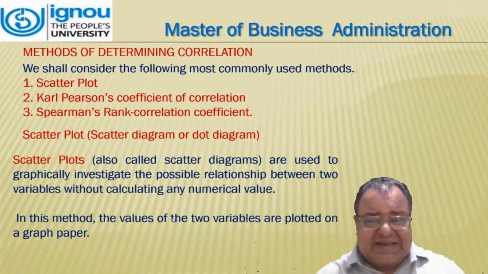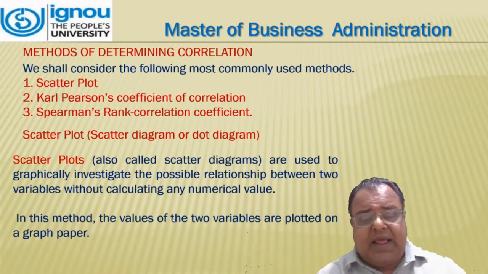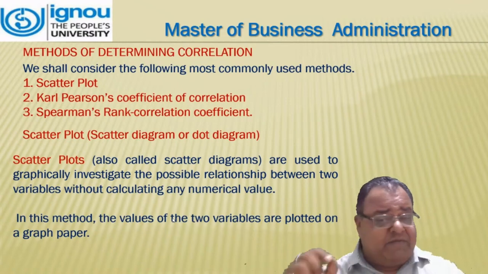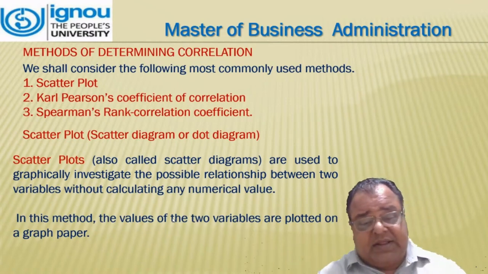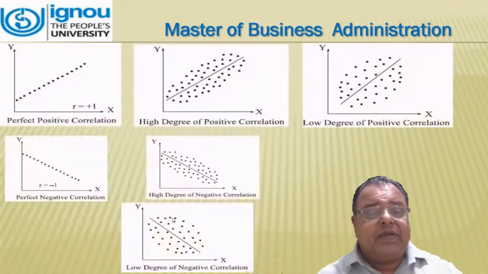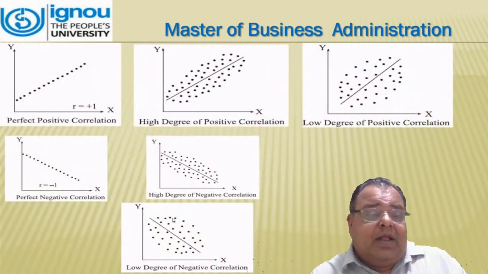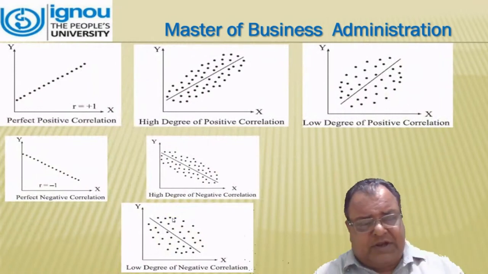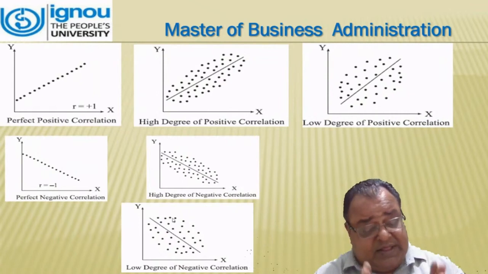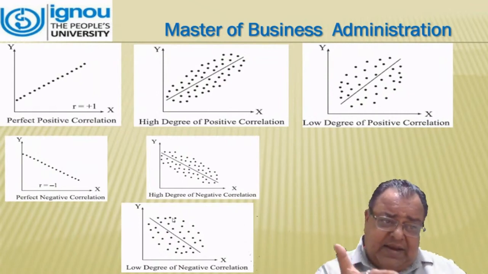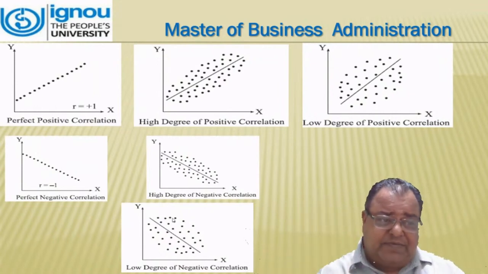So on the x-axis we will be taking one information, and on the y-axis we will be taking the other, and we will be just plotting the values. In this method, the values of two variables are plotted on a graph paper. Here we can see that on plotting, the first one is the perfect positive correlation. You know that in that condition, R will be plus 1. You can see that the line is moving upwards.